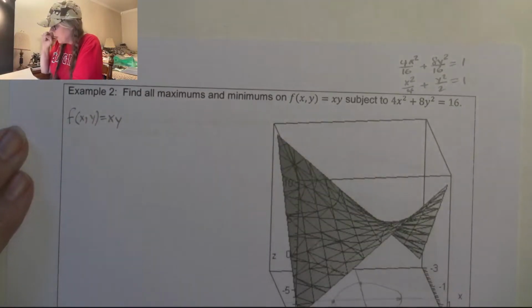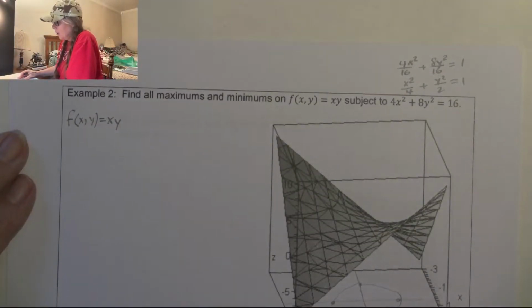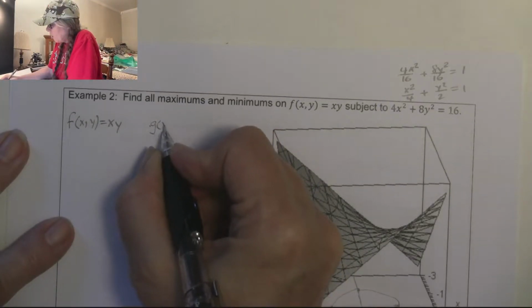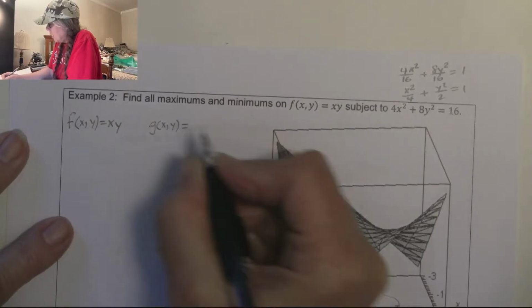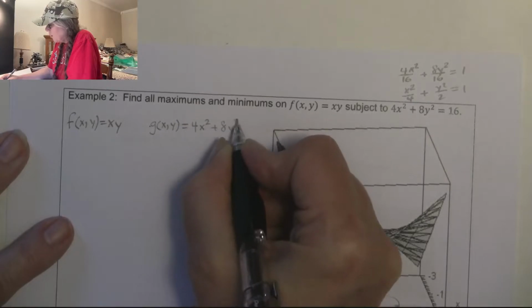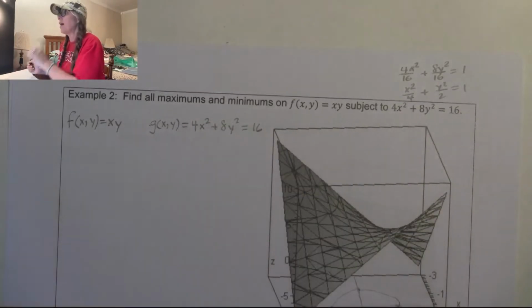And I have it where you can't see it, but I'm going to get used to that too. And so everything is a getting used to. And then we have our constraint function. And I want to write it like this: x squared plus 8y squared equals 16, like that.